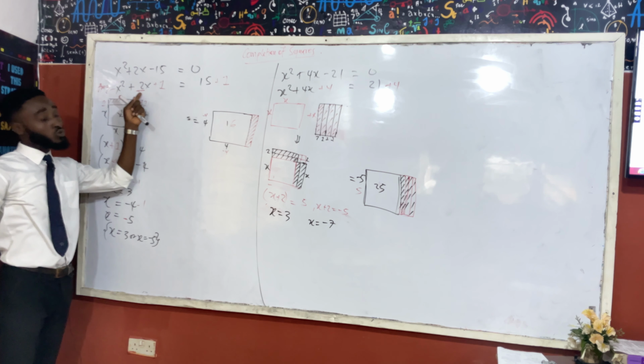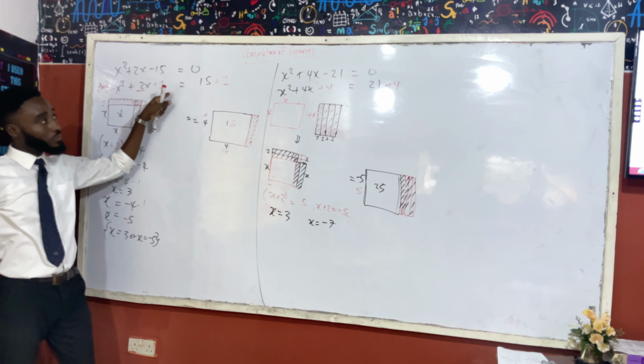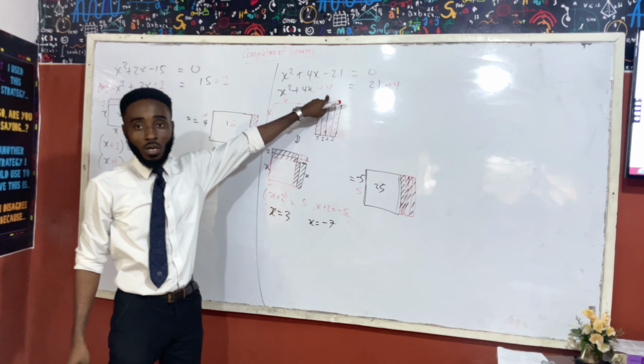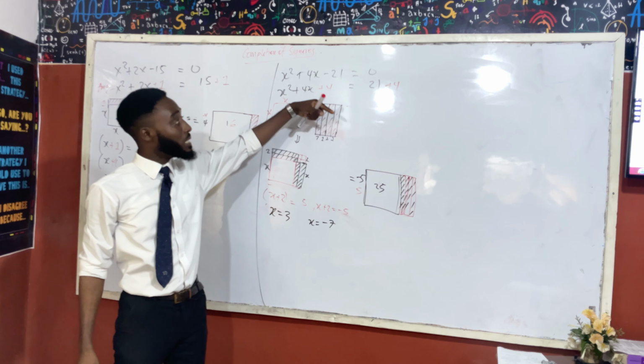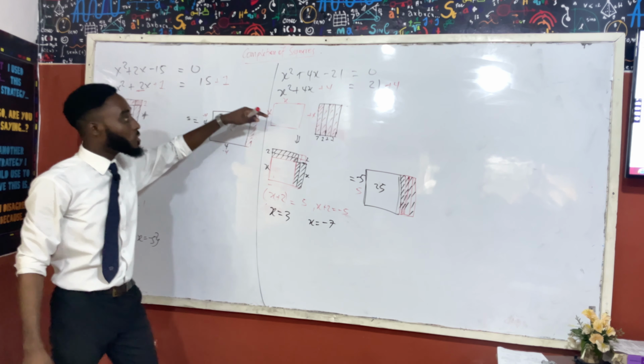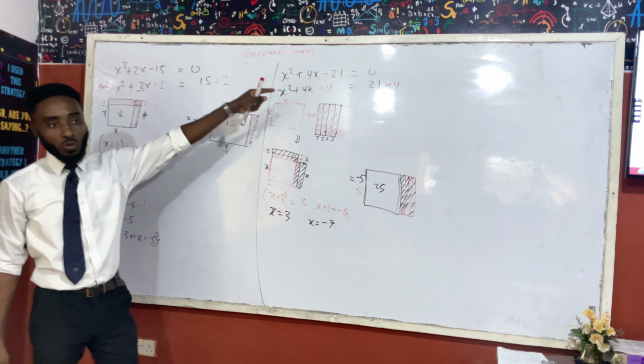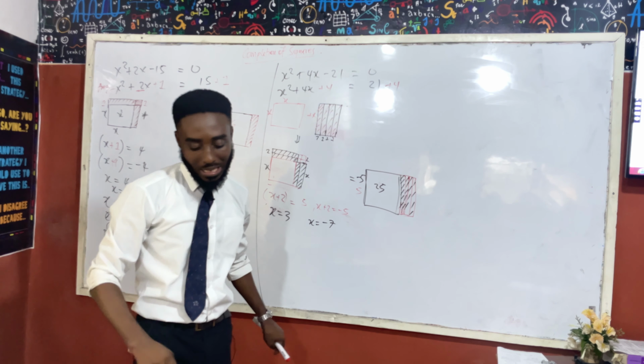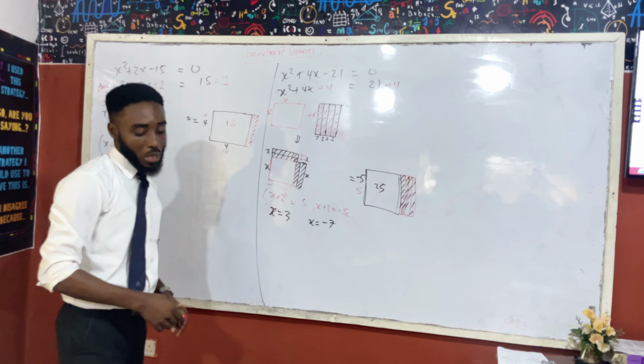So what's half of 2? 1. 1 squared. Half of 4? 2 squared. So in completing the square, you need to add half the square to both sides to get your answer. Do we get that? So let's try this example and see how it's going to work.